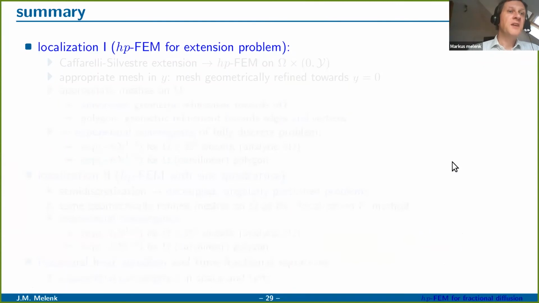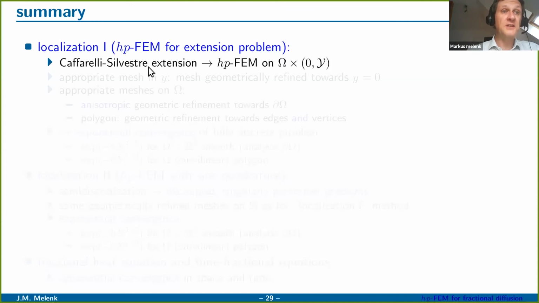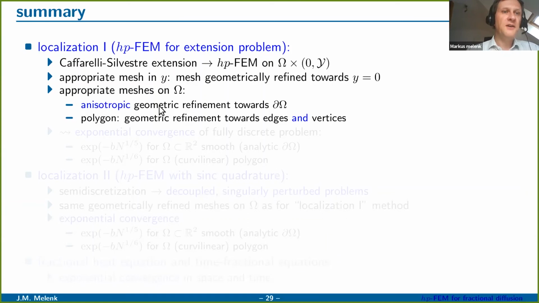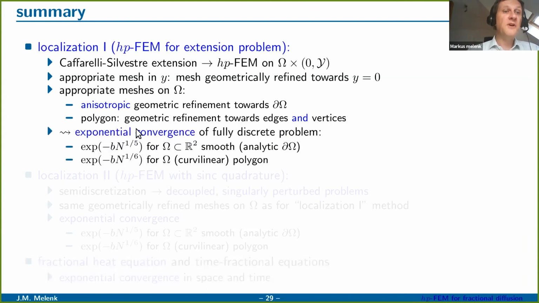Okay, so let me wrap up. I've shown you two discretization techniques. The first one was increasing the spatial dimension by 1 and using a standard Galerkin method on this infinite cylinder. So one uses a geometric mesh that is refined towards Y. And on omega, one uses meshes that are anisotropically refined towards the boundary. And in polygons, one needs to do additional refinement towards the vertices of the polygon. And then one gets exponential convergence for the fully discrete problem. The convergence is root exponential, so e to the n to the minus 1/5 for smooth domains, and e to the n to the minus 1/6 for polygons.